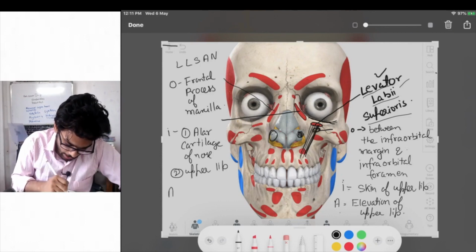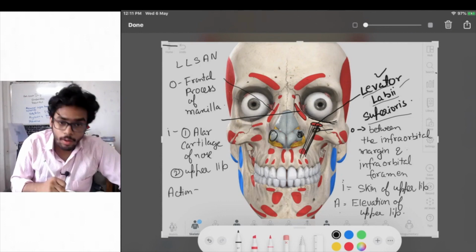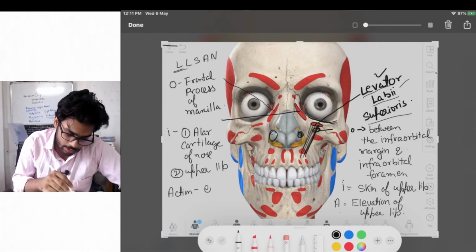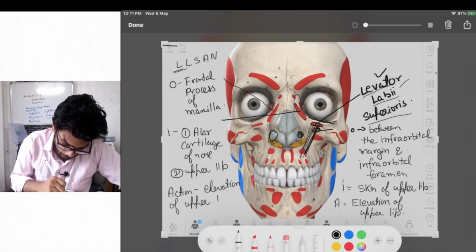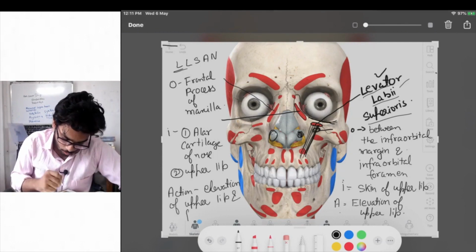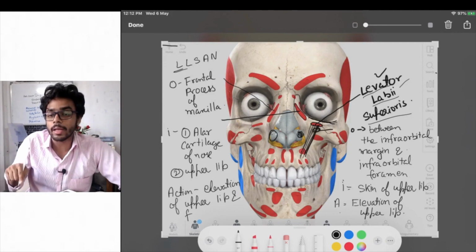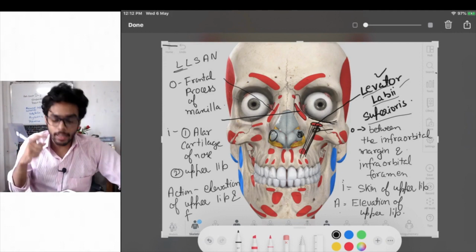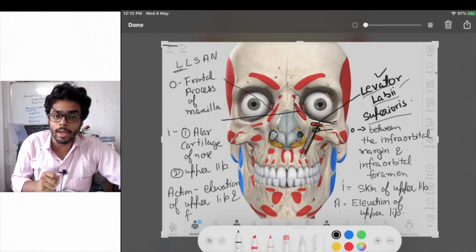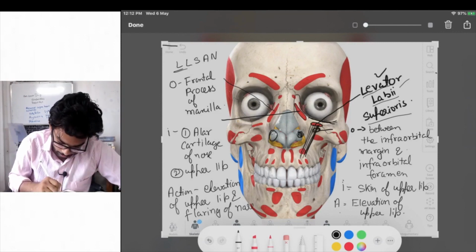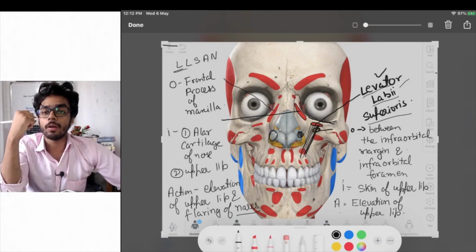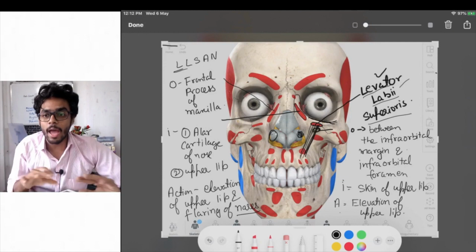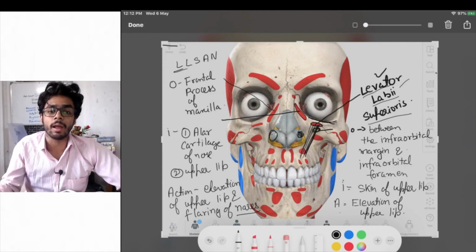Okay. And what is its action? It helps in elevation of the upper lip, that's why it is also levator. And since it is also inserting itself into the cartilage of the nose, it helps in the flaring of the nares. What is nares? The part of the nose. The nares is the nostril, and it flares. Its diameter increases due to which muscle? Levator labii superioris alaeque nasi. Okay, am I clear?